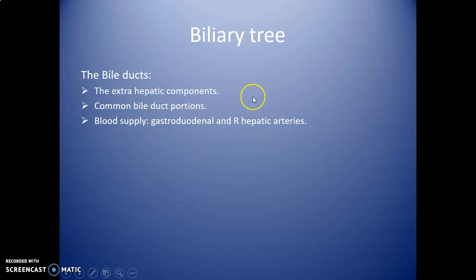So just a brief overview of the biliary tree. We said hepatocytes produce bile. Then you have biliary canaliculi in the liver. Then you have bile ducts in the liver. Those are hepatic components. And outside the liver, you have extrahepatic components of the biliary tree. You get to the common bile duct. So this biliary tree is supplied by gastroduodenal and hepatic arteries. So the extrahepatic bile ducts are supplied by the gastroduodenal artery, while the right hepatic artery also contributes.